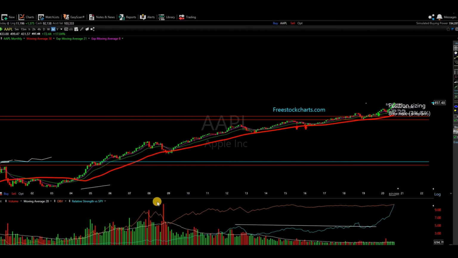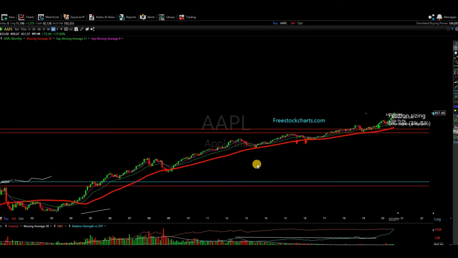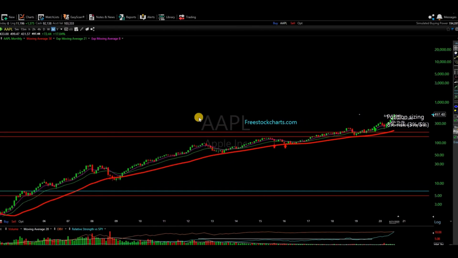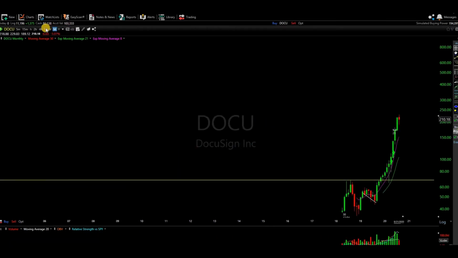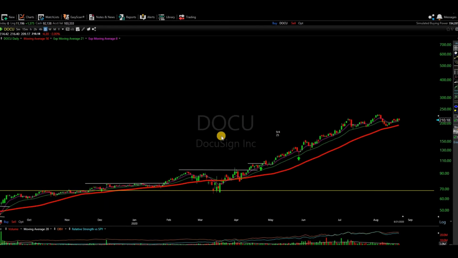And I use the volume as well. Before I jump into the volume, I use moving averages just to find the area of value. I want to give you an example here.